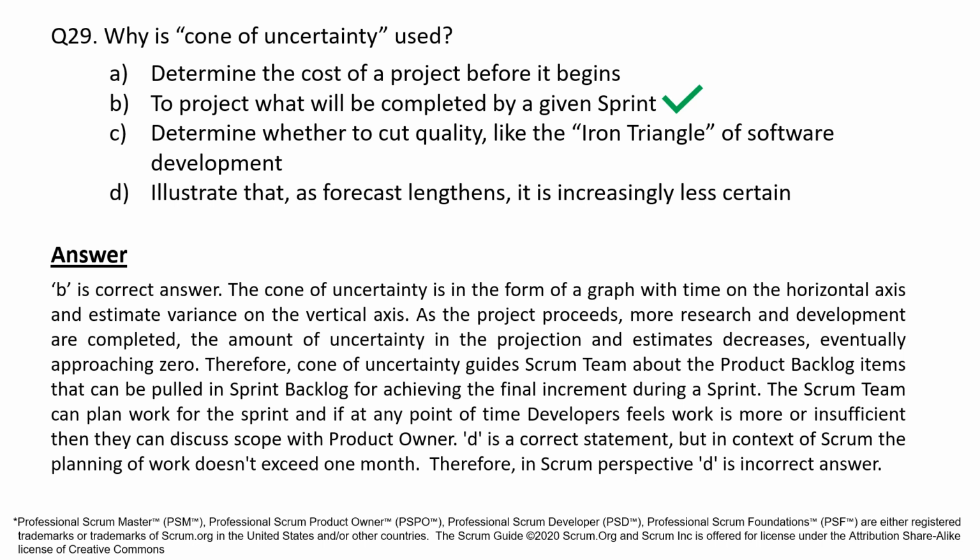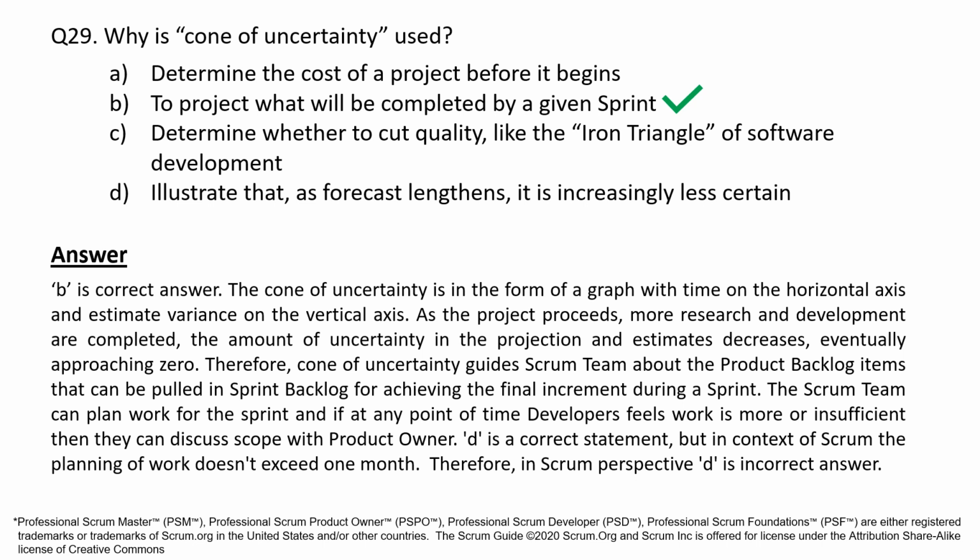The cone of uncertainty is in the form of a graph with time on the horizontal axis and estimated variance on the vertical axis. As the project proceeds, more research and development are completed. The amount of uncertainty in the projection and estimates decreases, eventually approaching zero. Therefore, cone of uncertainty guides Scrum team about the product backlog items that can be pulled in sprint backlog for achieving the final increment during a sprint.